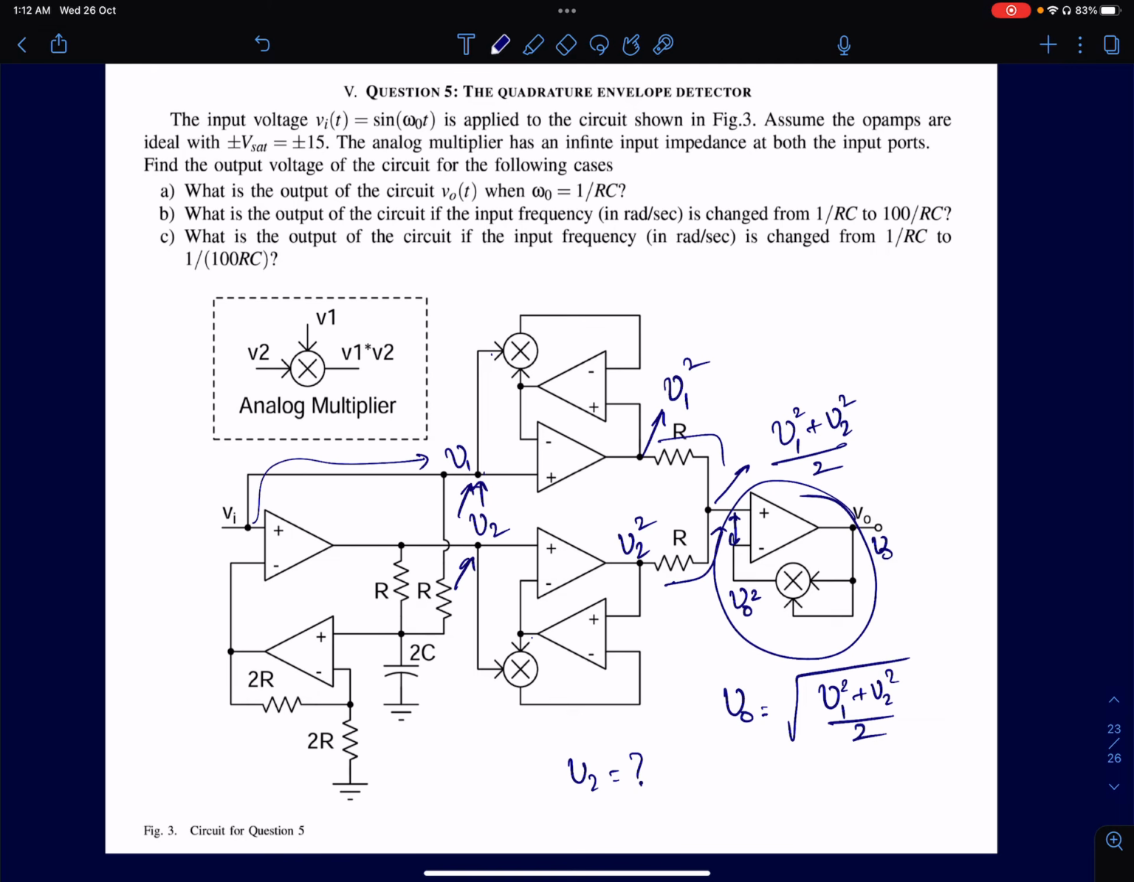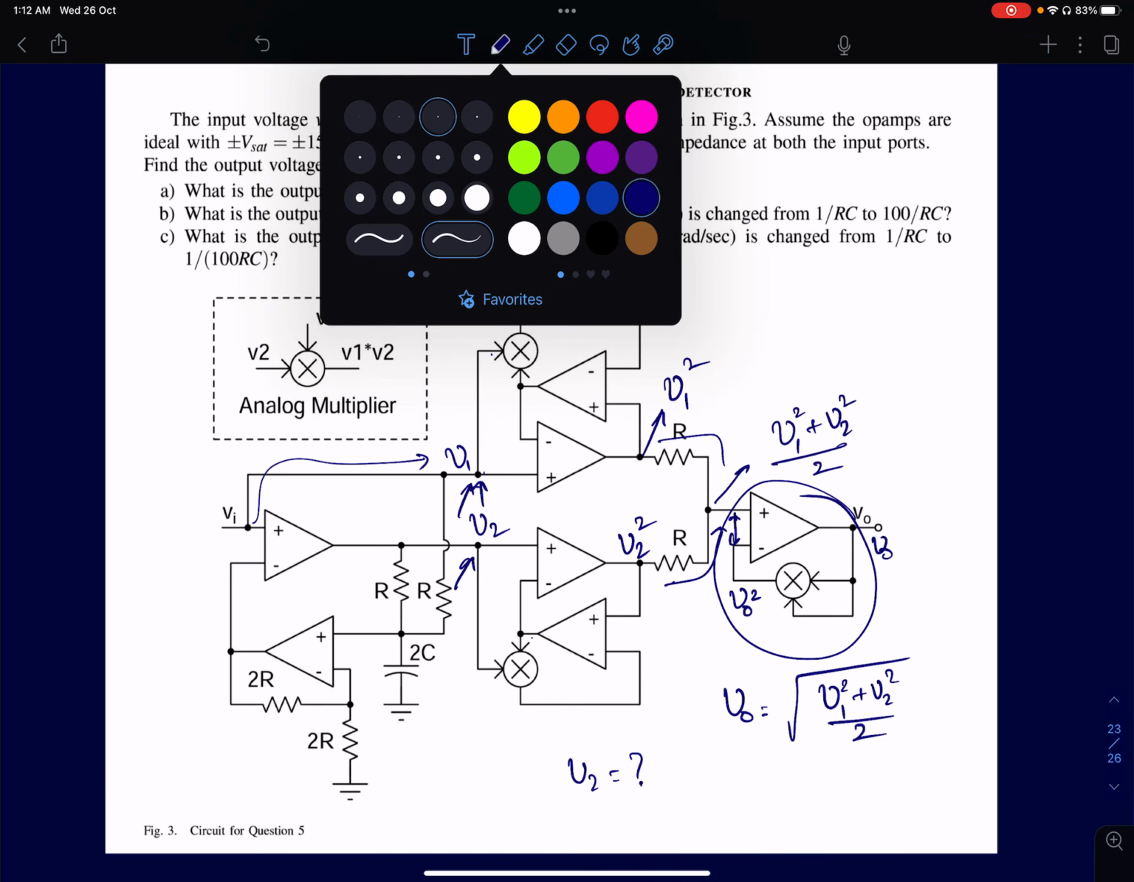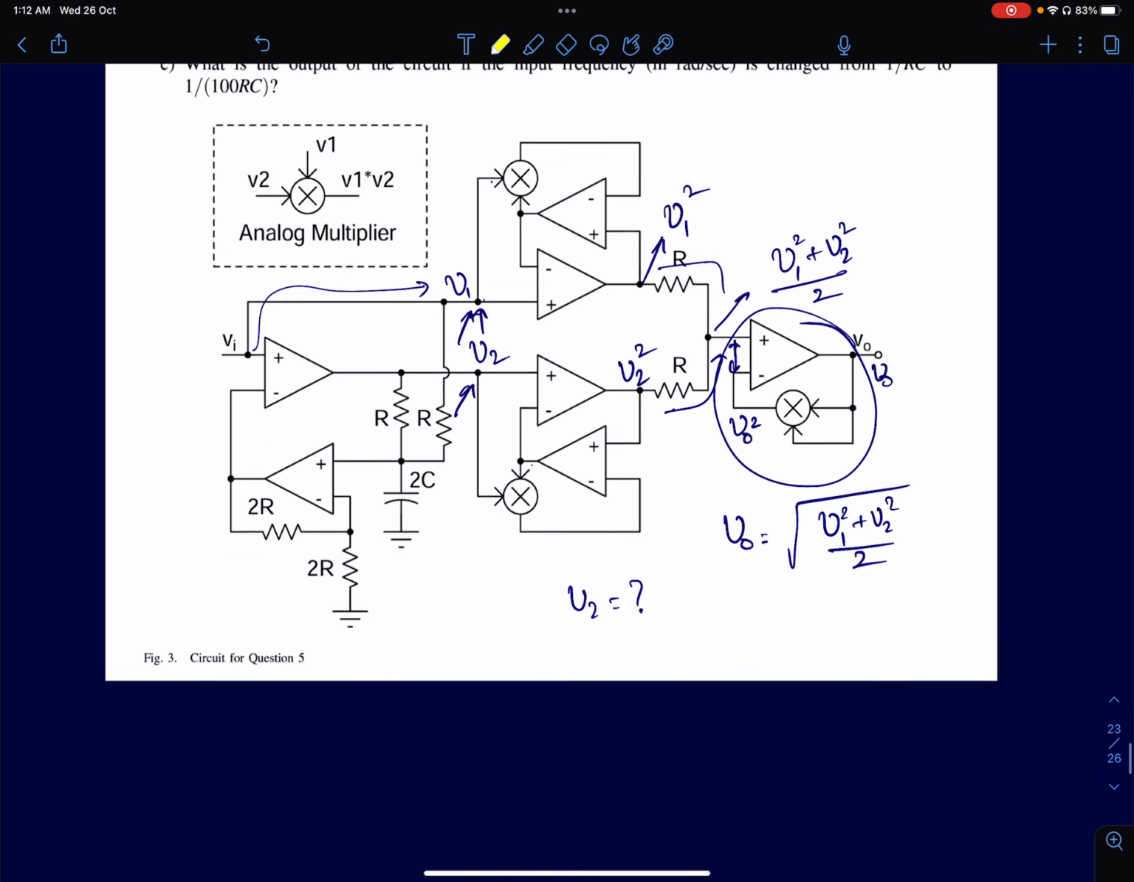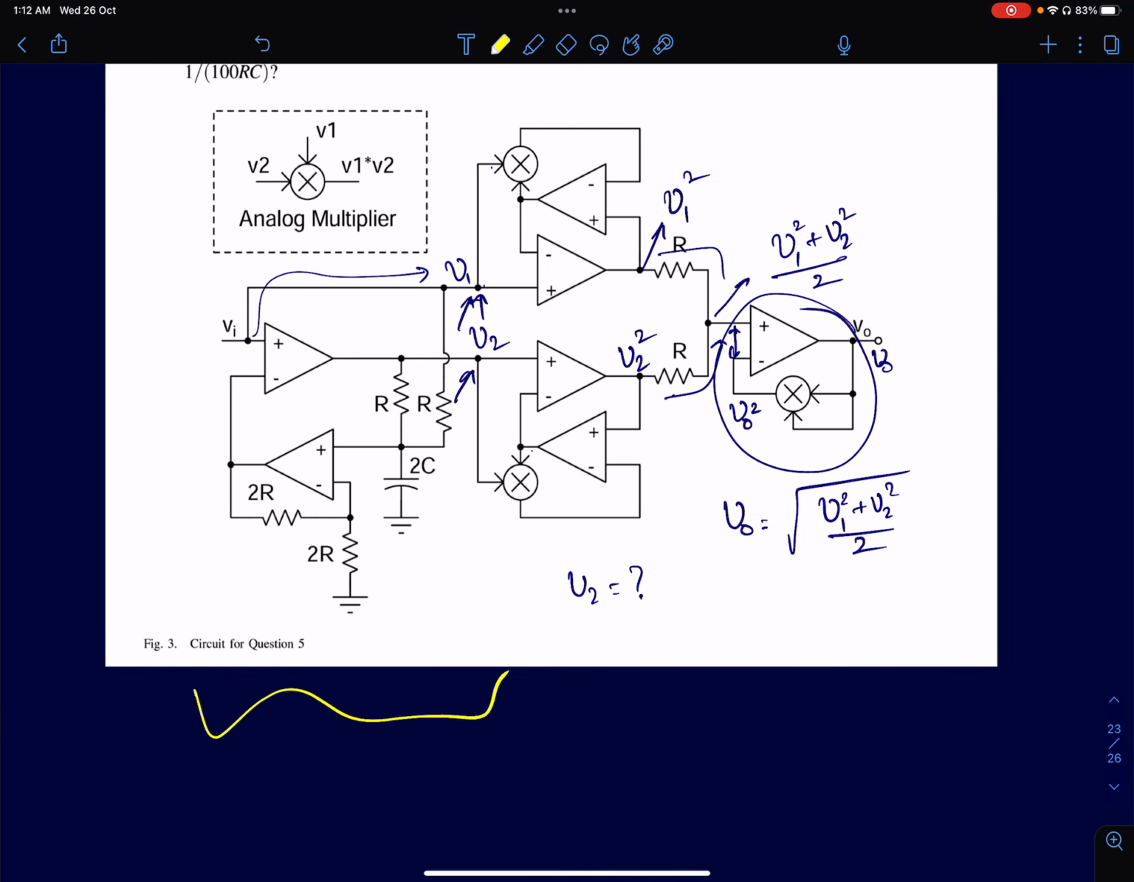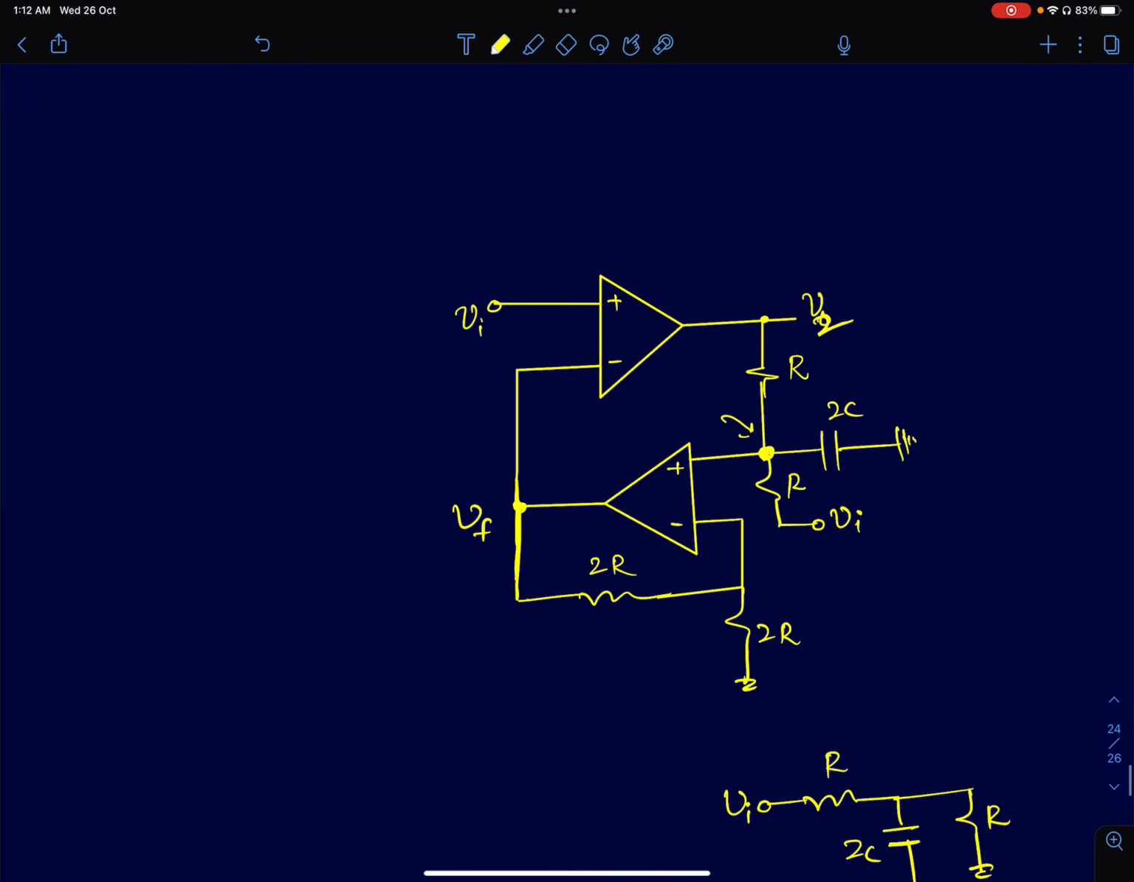So now the question is, what are V1 and V2 in terms of Vi? That's the first part of the circuit. So the first block, we will just analyze that. I've shown the first block here. Again, this is also an op-amp and another op-amp in negative feedback. So you can just quickly see this is a negatively fed back circuit. You just traverse the loop here, and you see that it's a negatively fed back circuit.